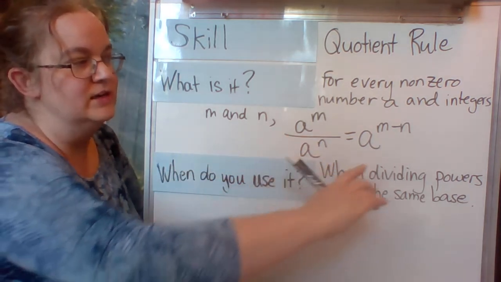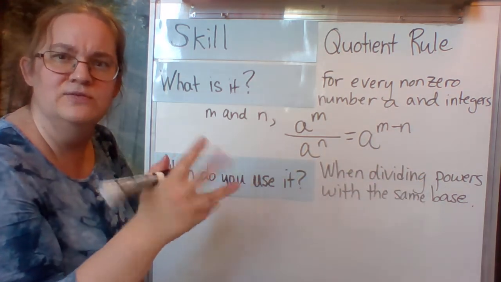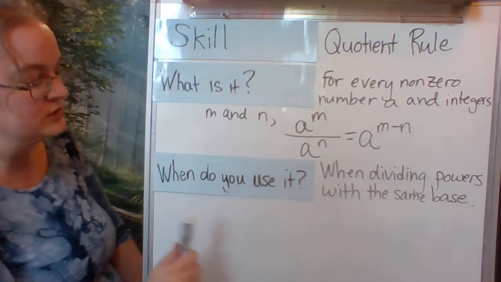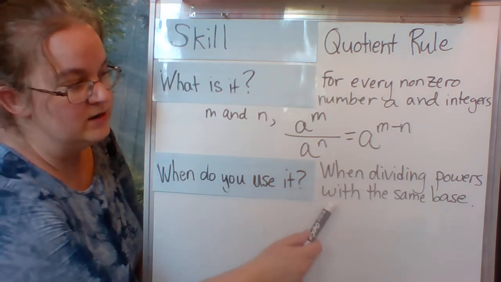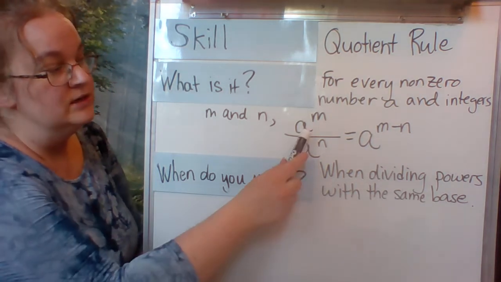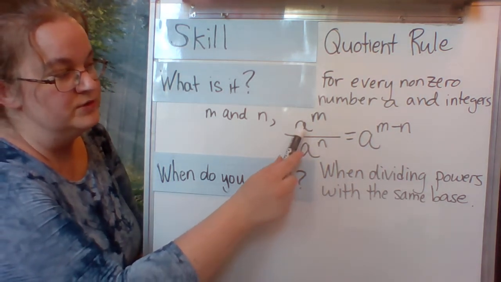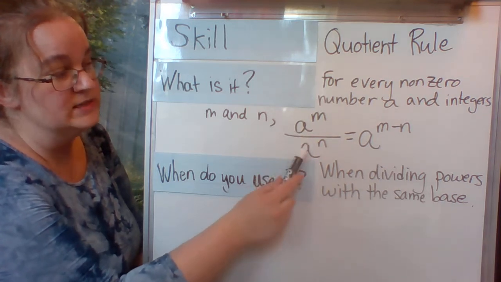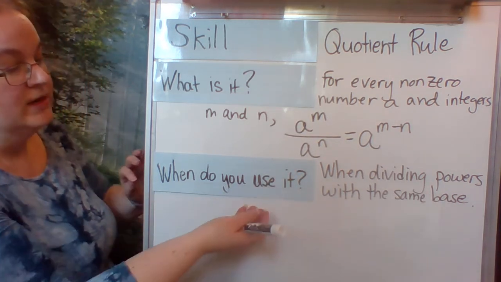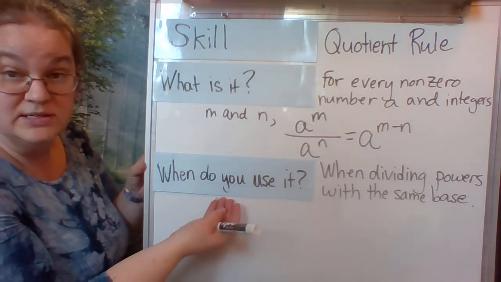Now think about it, the product rule said we were adding when we were multiplying, and now we're doing the opposite, we're dividing, and so we're subtracting. It's kind of the inverse operations you can see with the rules. So when do you use it? When dividing powers with the same base. Again, notice they use the same variable for the numerator and the denominator base. They have to be the same in order to do that. So you can pause and take notes.